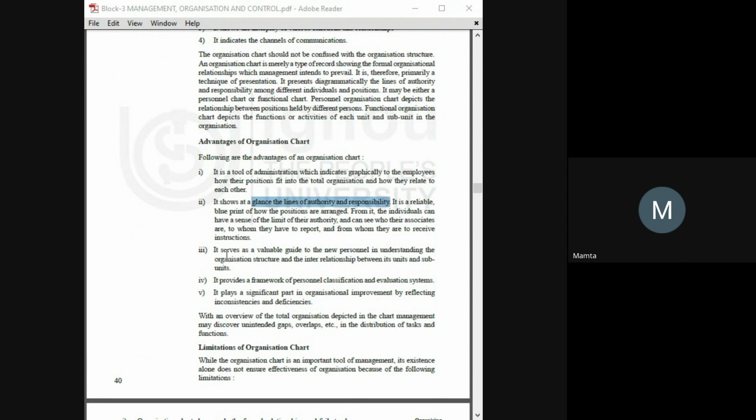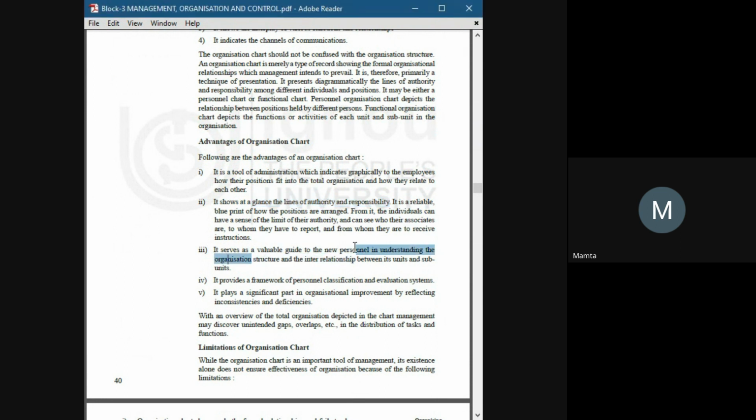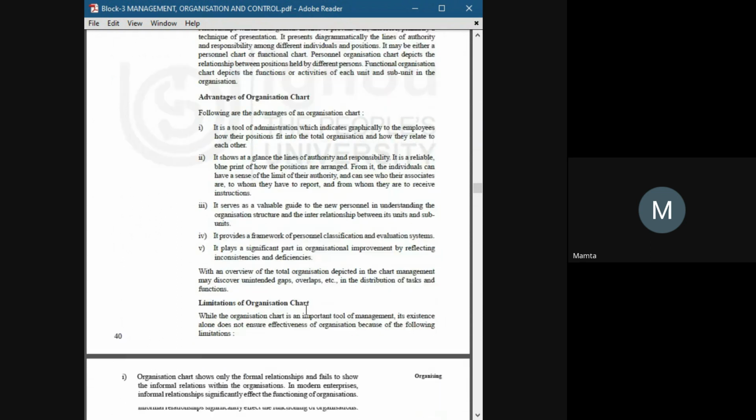It serves as a valuable guide to new personnel. It provides a framework for personnel classification and evaluating system. It plays a significant part in organizational improvement by reflecting inconsistencies and deficiencies.